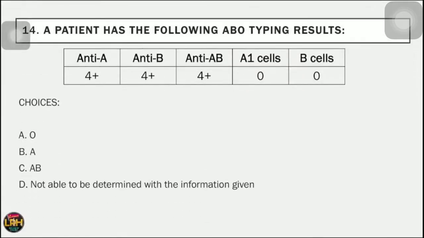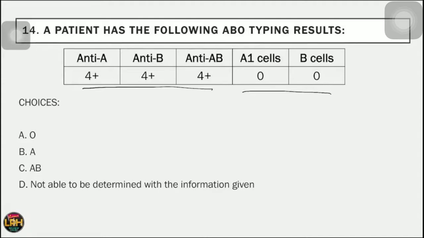For number 14, a patient has the following ABO typing result: a forward typing of anti-A 4+, anti-B 4+, anti-AB 4+, with a backward typing or reverse typing A1 cells and B cells negative. Choices are the following: A, type O, B, type A, C, AB, or letter D, not able to be determined with the information given. So what we observe here are strong reactions on forward typing anti-A, anti-B, and anti-AB.